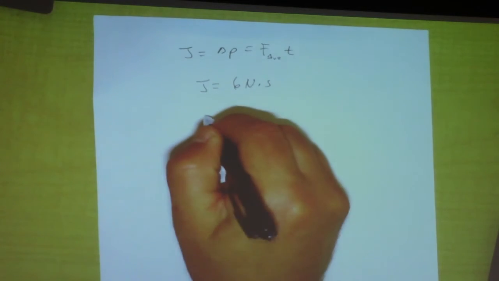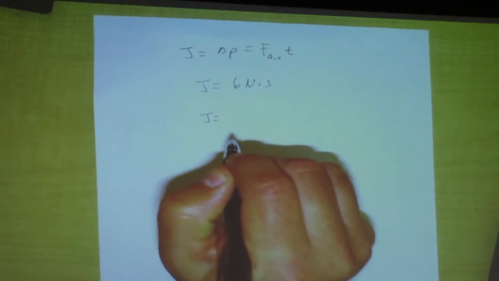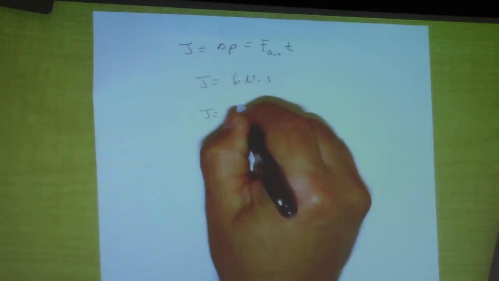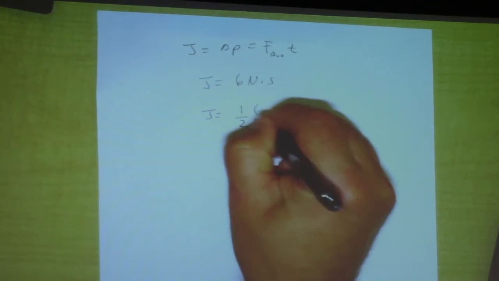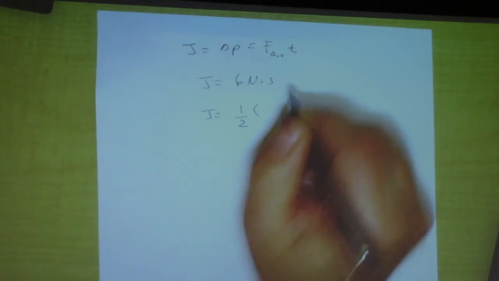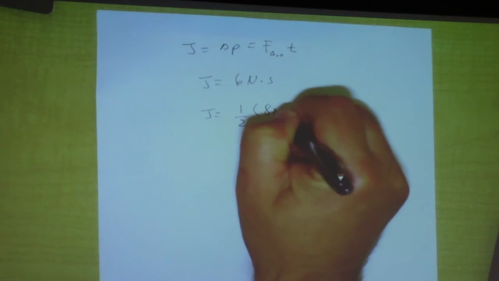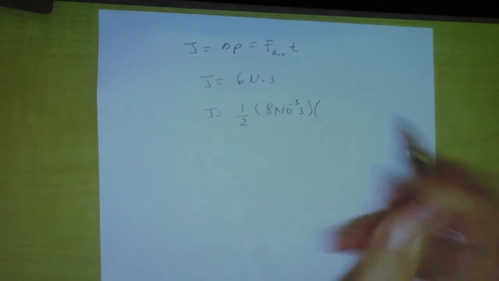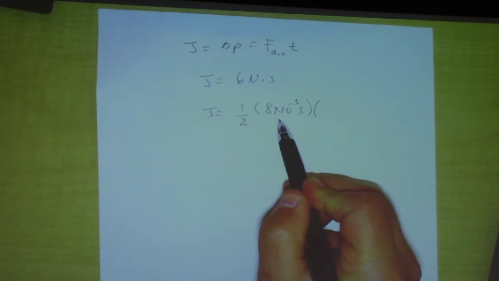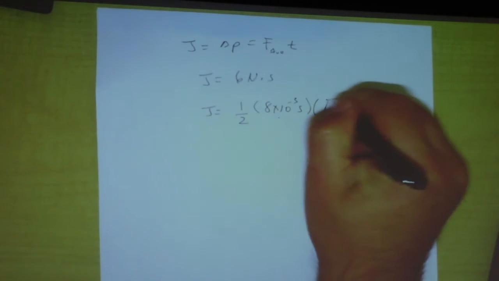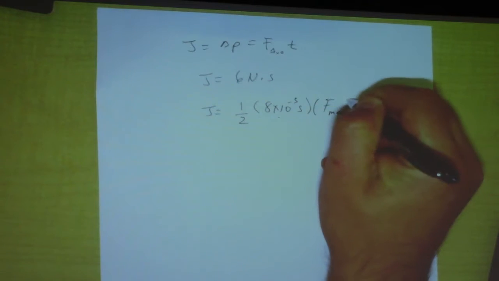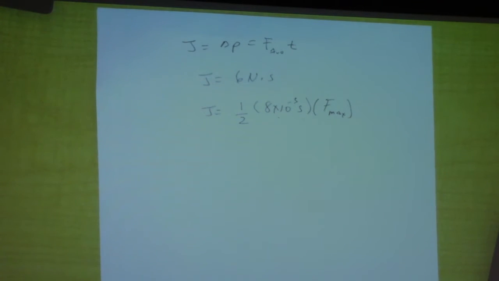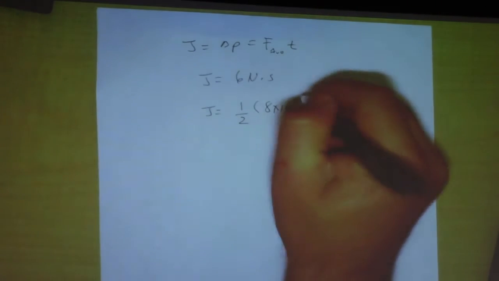So I can do it like this. Impulse, and then the area under the curve would be 1/2 the base. The base here is 8 milliseconds. So I'm literally just calculating the area of a triangle. 1/2 the base, and then the height is F max. Oh, -3. It's milliseconds, yeah.